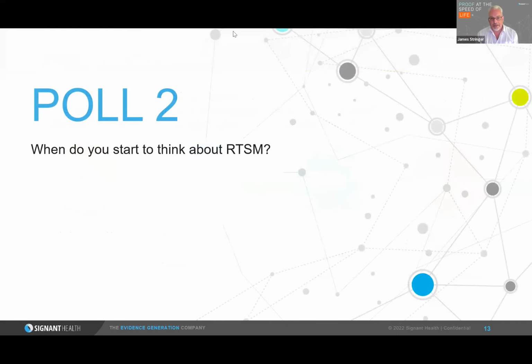Let me preface this question. RTSM is obviously a system that pretty much every trial will end up using some derivation of, subject to phase. What I'm interested in is when, as a sponsor, or indeed if you're vendor side, would you prefer, or when do you think that you start to consider RTSM? Because there are multiple phases in the study. So if we pop the question up, I'd like you to consider when you start to consider the needs of the RTSM in your organization.